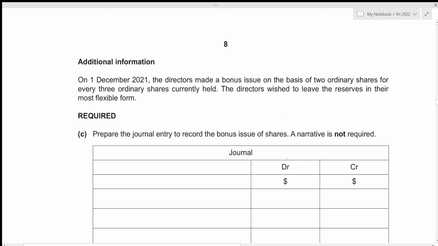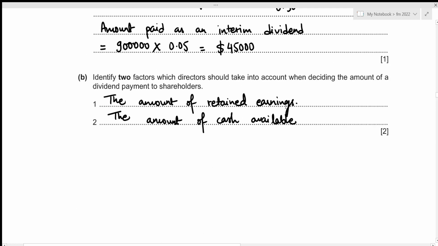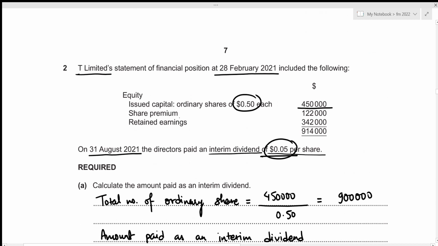We are given additional information. On 1st December 2021, the directors made a bonus issue on the basis of 2 ordinary shares for every 3 ordinary shares currently held, and the directors wish to leave the reserves in their most flexible form. So if we look at our equity section, we were given the ordinary share, share premium, and retained earnings. And in order to leave our reserves in the most flexible form, we first need to fund our bonus shares by share premium, and if it is not sufficient, then we move towards funding the bonus shares by our retained earnings. Alright.